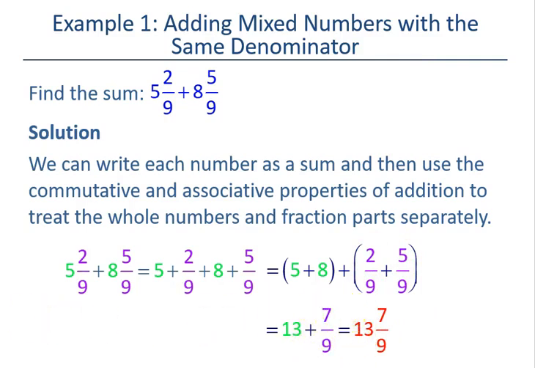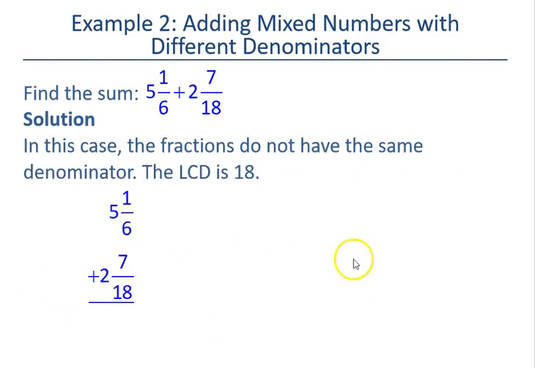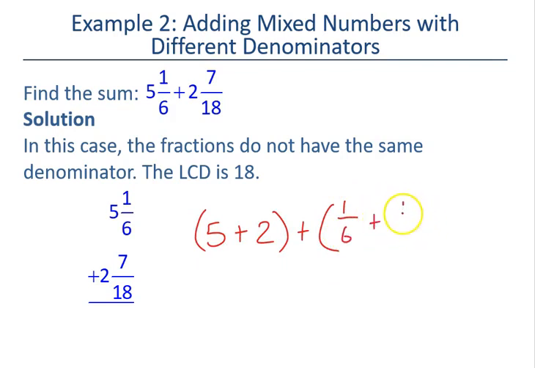Okay, let's do an example on our own. Find the sum of 5 and 1/6 plus 2 and 7/18. Let's remember what we just learned. We can start grouping things. I've got the 5 and the 2, so I'm going to group those in parentheses, plus, I've got 1/6 plus 7 over 18.